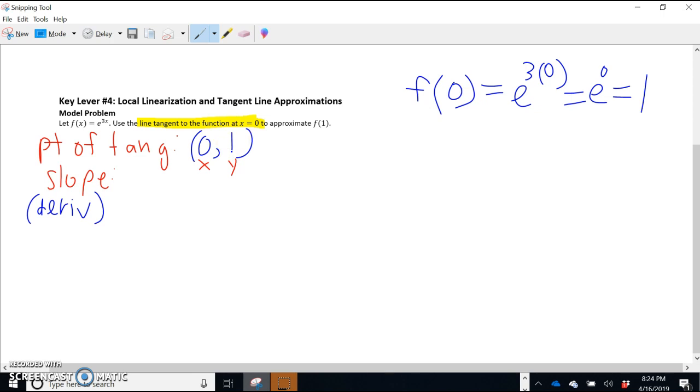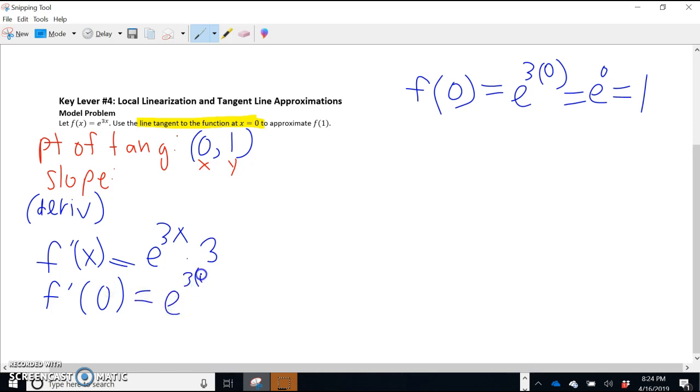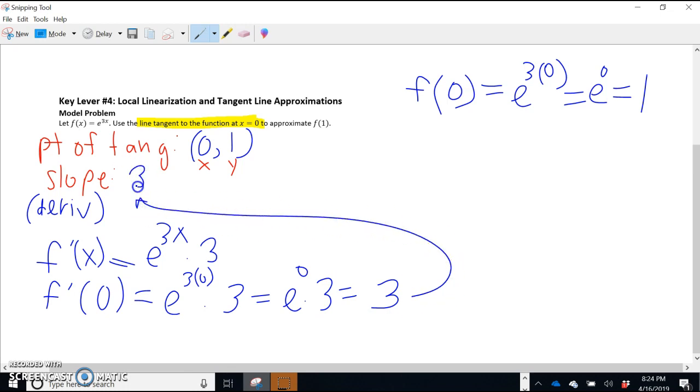If I can make the connection that the slope is just the derivative, then the work required here is to find f prime of x. This is a nice chain rule for the exponential function, so f prime of x is e to the 3x times 3, and I need the slope at our point of tangency, so I'll plug in a 0. That's e to the 3 times 0 times 3, or e to the 0 times 3, or 1 times 3, which is 3, so my slope is 3.